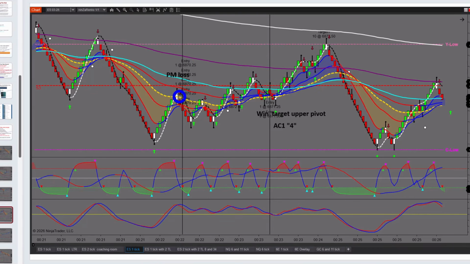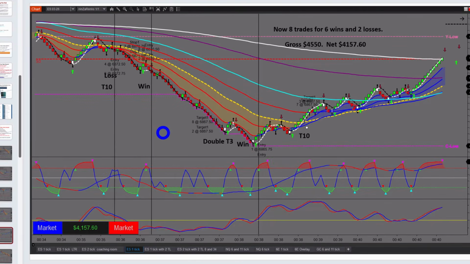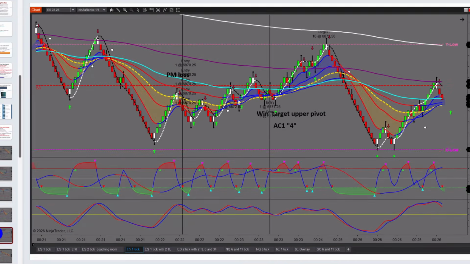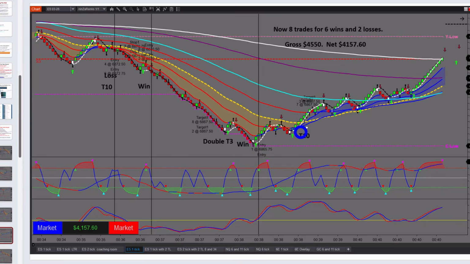Now Murphy's Law, the first one was a loss, and that was what we call a pivot magnet for members watching this. Then I had an anchor chart 4 trade where everything was up, and then I had a loss, a win, then a loss, another win, and then another win. So I jumped up, and in the end the day wrapped up with 4157. So I just continued to fire off some other trades, and you can choose to do that. So that was 8 trades for 6 wins and 2 losses.